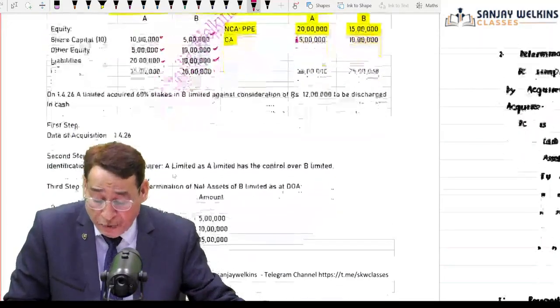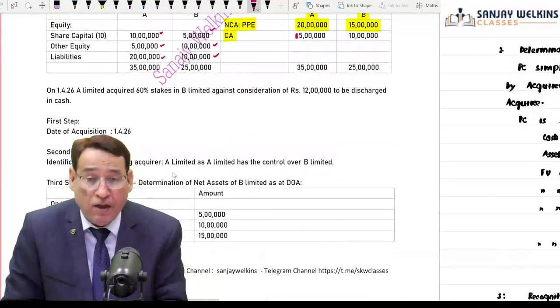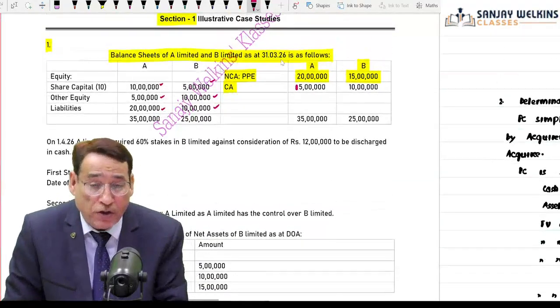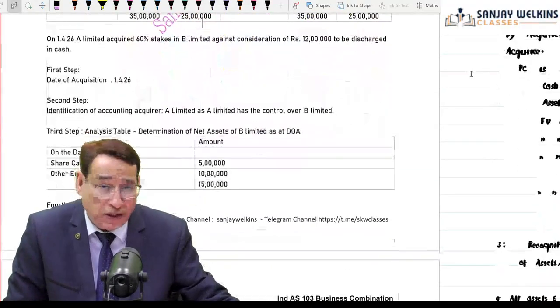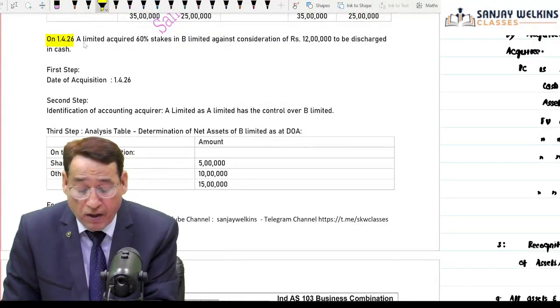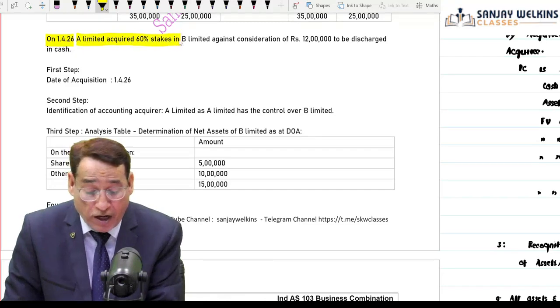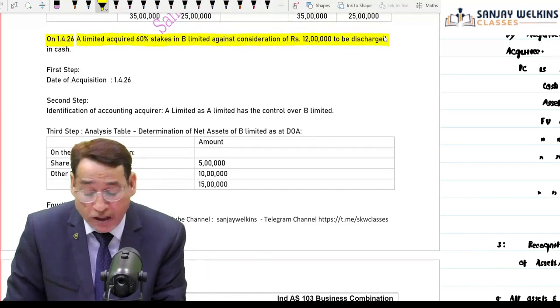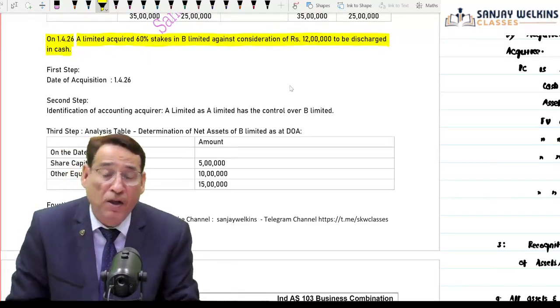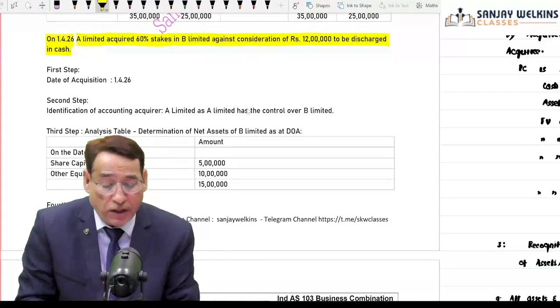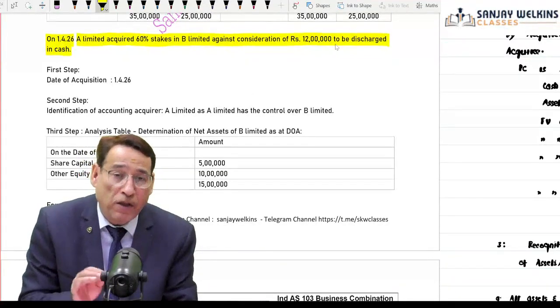Correct? Now we move over to the next part. In the next part, it is given that this balance sheet is given to you on 31st of 3/2026. And the very next day, on 1/4/2026, it is given that A Limited acquired 60% stakes in B Limited against a consideration of 12 lakh to be discharged in cash.